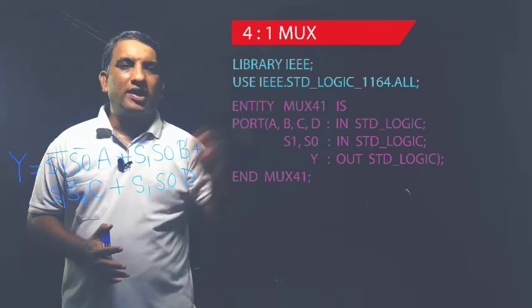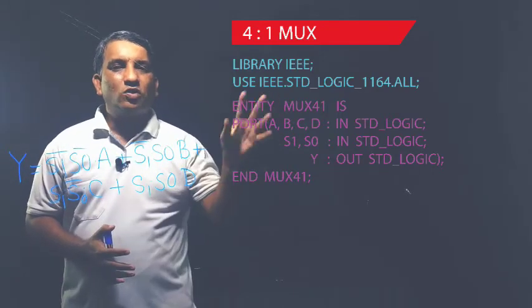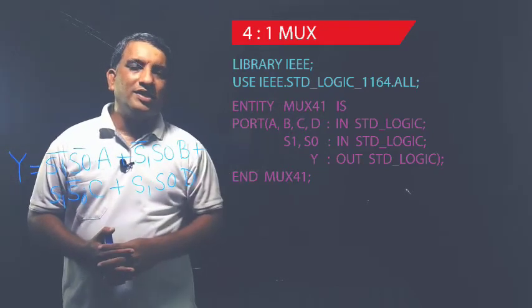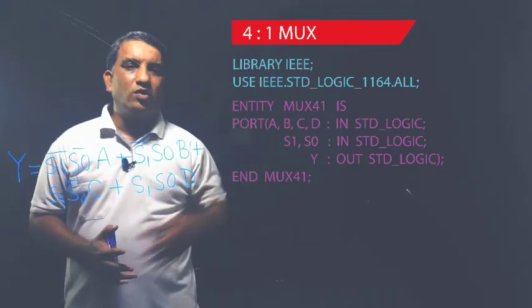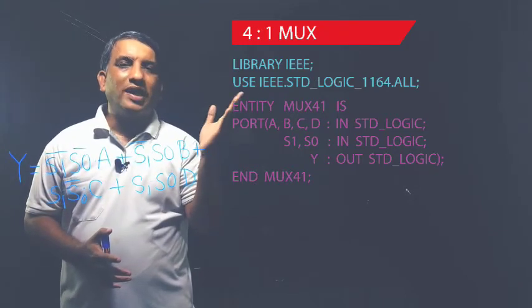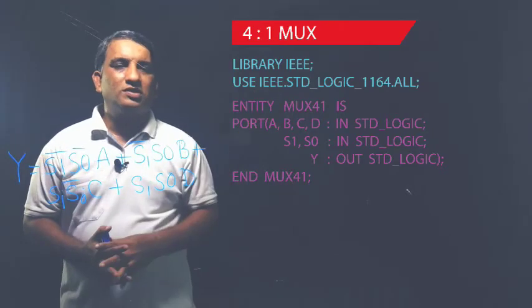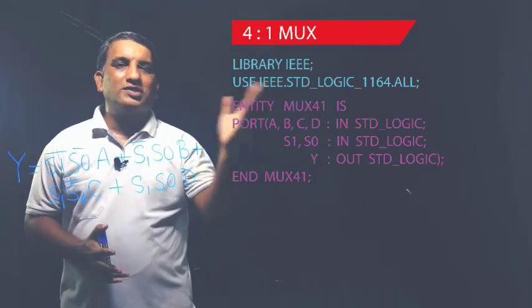I will declare this select line separately. So S1, S0, then colon, these are also the inputs. So I will put in mode, and then data type is std_logic, then semicolon. I can also put this S1 and S0 along with the ABCD because it is having the single bit ports और सारे के सारे इनपुट है तो हम उसके साथ भी लिख सकते हैं.